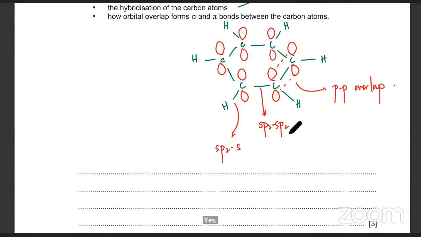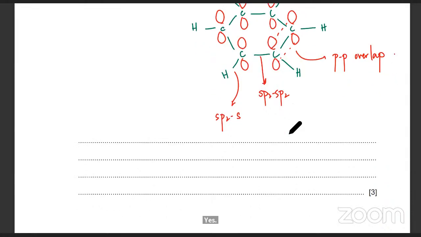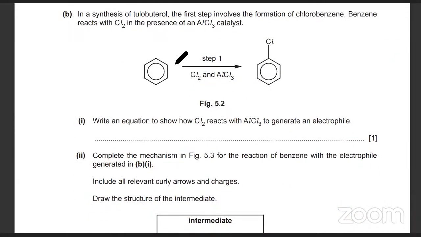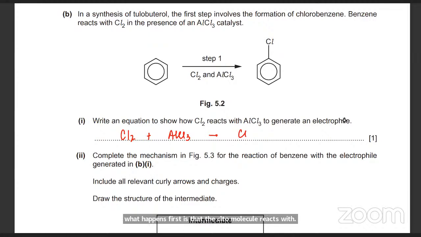So now next thing is, in a synthesis of whatever this is, the first step involves the formation of chlorobenzene. Benzene reacts with Cl2, so you need a catalyst. Write an equation to show how Cl2 reacts with AlCl3 to generate an electrophile. So what happens first is that the Cl2 molecule reacts with AlCl3, and that produces a Cl+ electrophile, and AlCl4- gets produced.